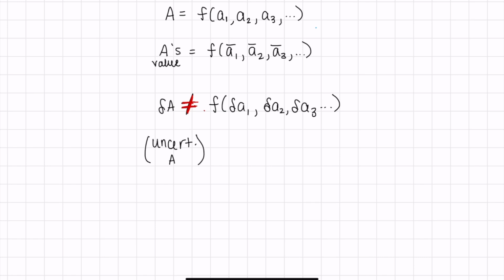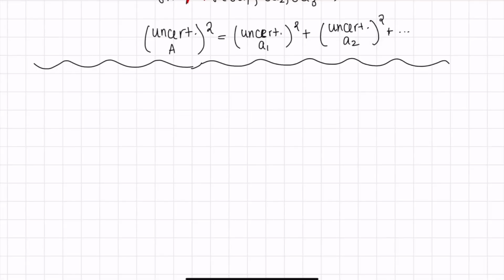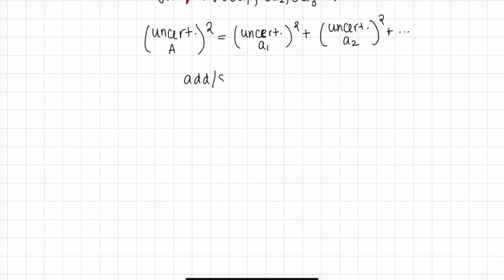So if you're writing the uncertainty in A squared, that's going to be the uncertainty in A1 squared plus the uncertainty in A2 squared, and so on and so forth. And these uncertainties either all need to be absolute or they all need to be relative. And that's going to depend on which operation we're doing. So for addition and subtraction, that's going to be using the absolute uncertainties. Part of the reason, you can see when we do the example, is because the units are going to be the same.